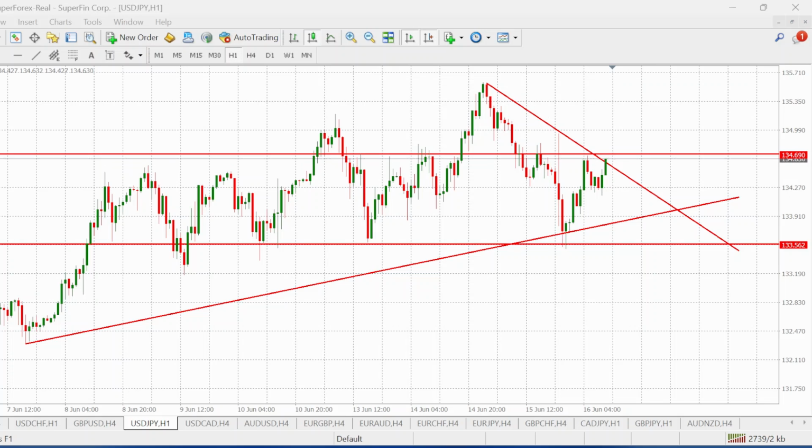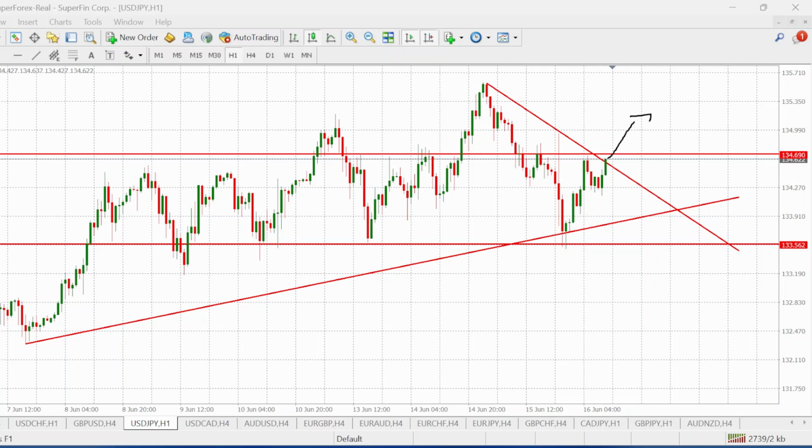Now we are looking at two possible scenarios here. Scenario number one: if the price breaks out of the trend line and the resistance level, possibly the price will rise. The price will go up if it breaks both of these two.